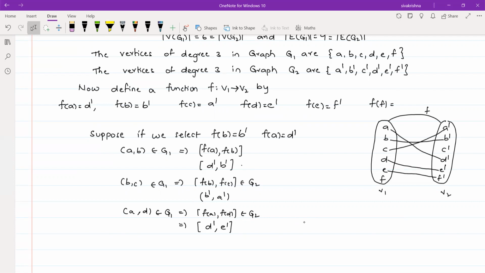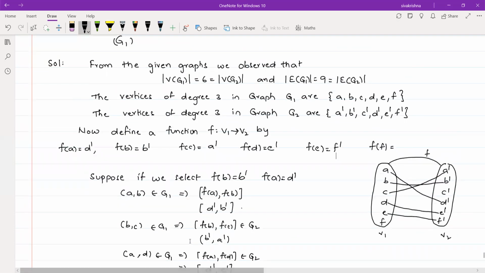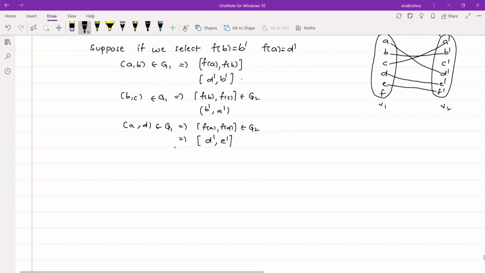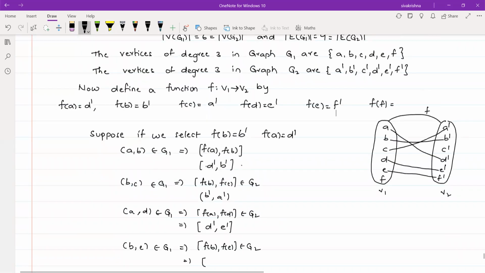Once again, after selecting the image of E by F dash, we have to check whether it is correct or wrong. So we choose an edge in graph 1 with the combination of E. Now I am selecting the edge B comma E, which is an edge in graph 1. This implies that f of B comma f of E must be an edge in graph 2. So what is f of B? f of B is nothing but the image of B, which we have given as B dash.